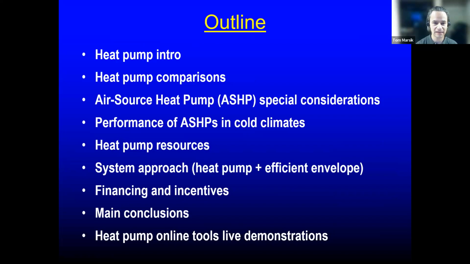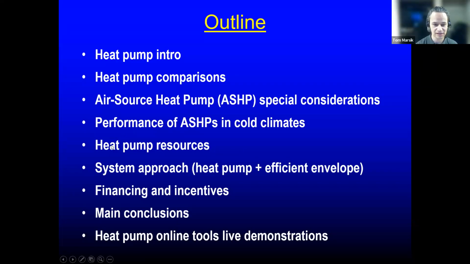So a brief outline. I'll start with an introduction to heat pumps to explain what they are and briefly how they work. Then I'll look at the comparison between different types of heat pumps, and then we'll focus on the air source heat pumps specifically. And we'll look at their performance in cold climates.